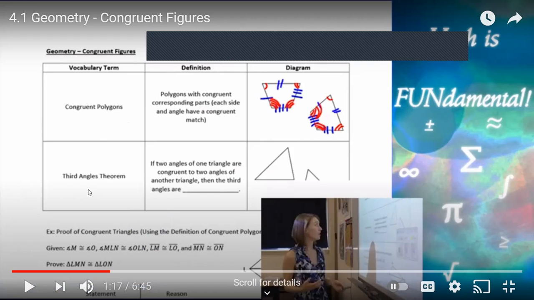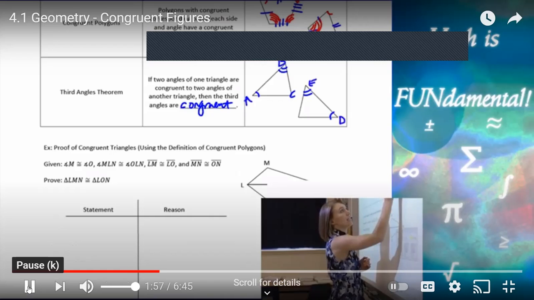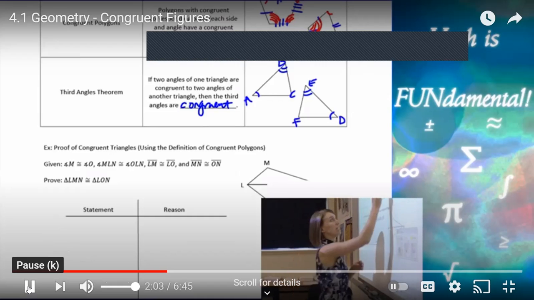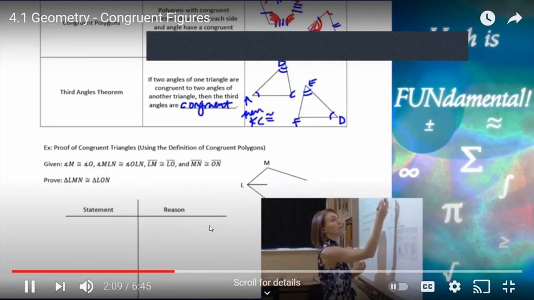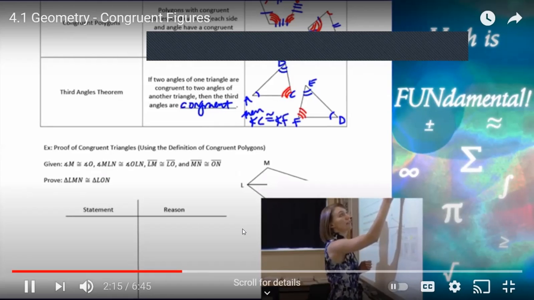And the second one is the third angle theorem. So if two angles of one triangle are congruent to two angles of another triangle, then the third angles are congruent. So you can see from here, D, E, and F. If I know that angle A is congruent to D, angle B is congruent to E, then I can use this theorem to conclude that angle C would have to be congruent to angle F, just based on this theorem, the third angles theorem.